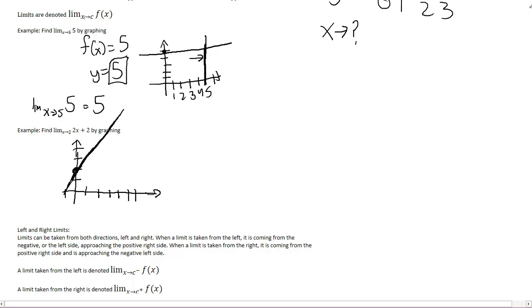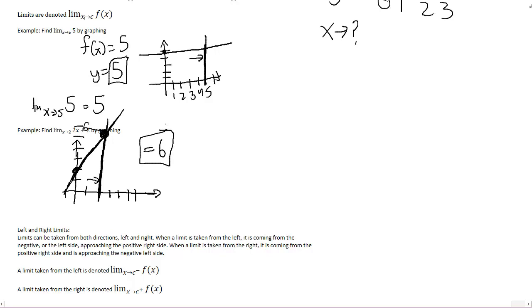Alright, and we're trying to find the limit as x approaches 2. So as x gets closer and closer and closer to 2, which happens right here, what is our y value going to be? And I know I didn't draw it very well, but if you continue to go up, that would be 1, 2, 3, 4, 5, 6. And then they would kind of overlap right here. So as x approaches 2 of the function 2x plus 2, we would get a y value of 6. So we can just write that equal to 6.